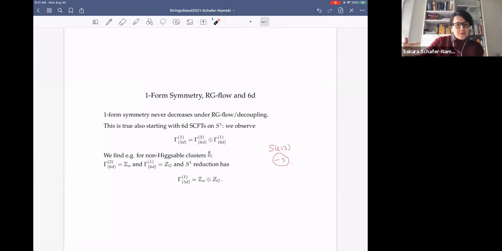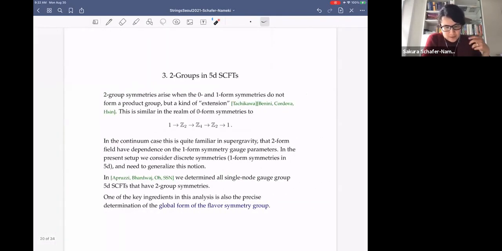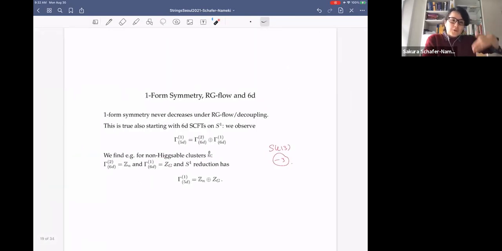And then reducing that on a circle, now the strings can wrap the circle or they can not wrap the circle. So that gives rise to either an electric one-form symmetry or a two-form symmetry. And then the one-form symmetry just descends. So the total one-form symmetry that you expect from, for example, this case is a contribution from both the two-form and one-form symmetry. Now that's not the whole story because these higher form symmetries can also be emergent. As you look at RG flows, the couple matter, the one-form symmetry will increase at most. It will never decrease.